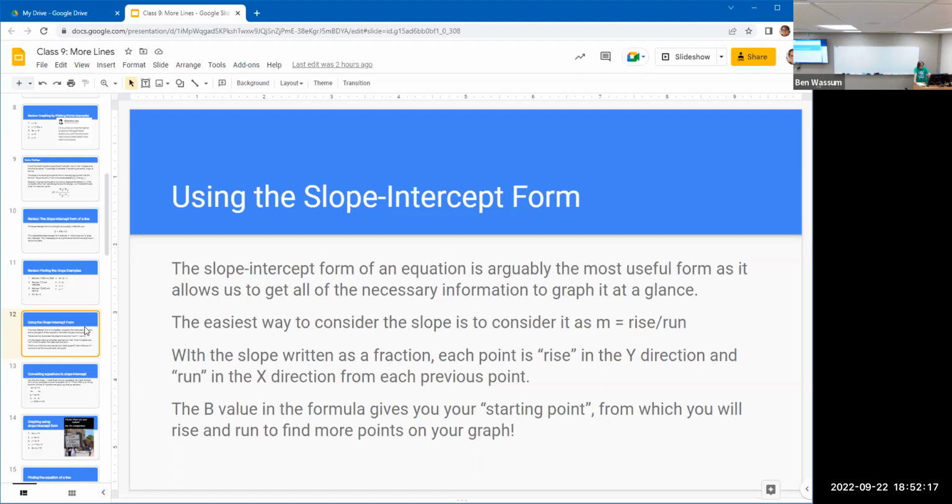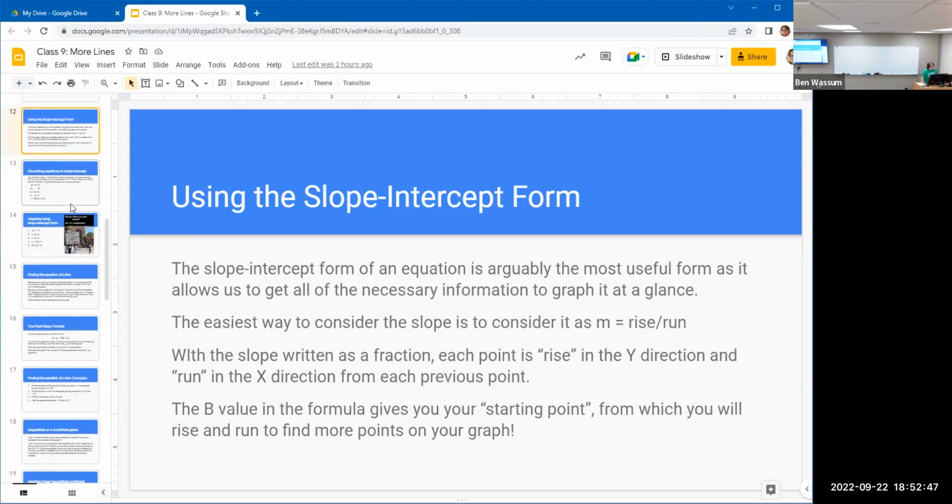As I wrote there, with the slope written as a fraction, each point is rise in the y direction and run in the x direction from each previous point. The b value in the formula gives you your starting point. That's your y-intercept. So you always start from the y-intercept, and then you go rise, run, rise, run, rise, run. You use that as a starting point, and you find more points on your graph. It's so quick that it really just depends on you how many points you do. You could do 2 points. Usually I do a bunch of them because I'm awful about drawing graphs. If I make a bunch of points, then my line is going to be that much more accurate.